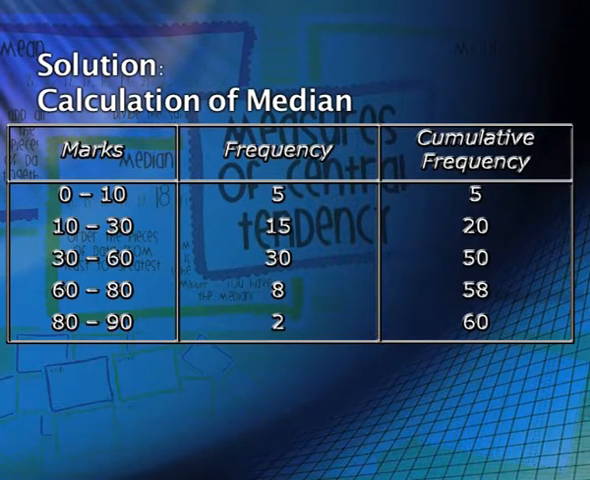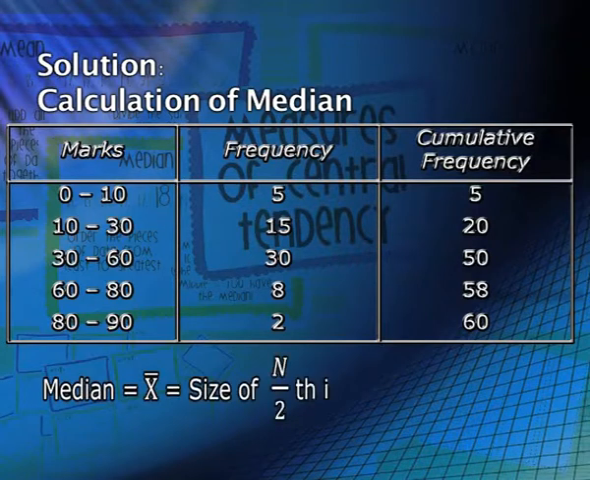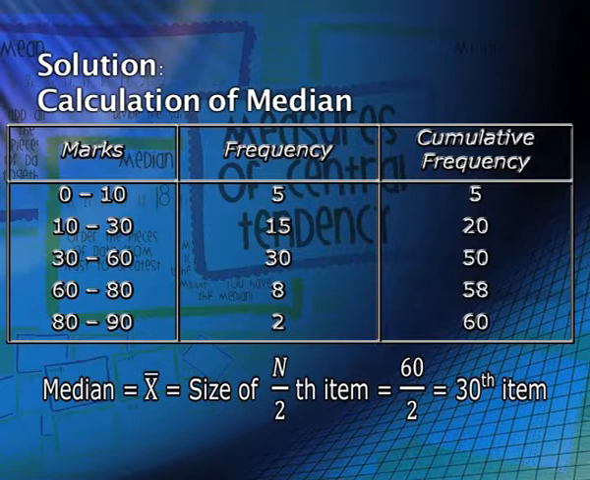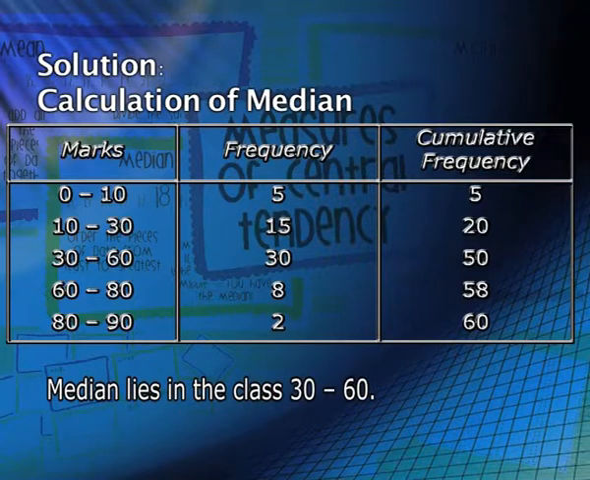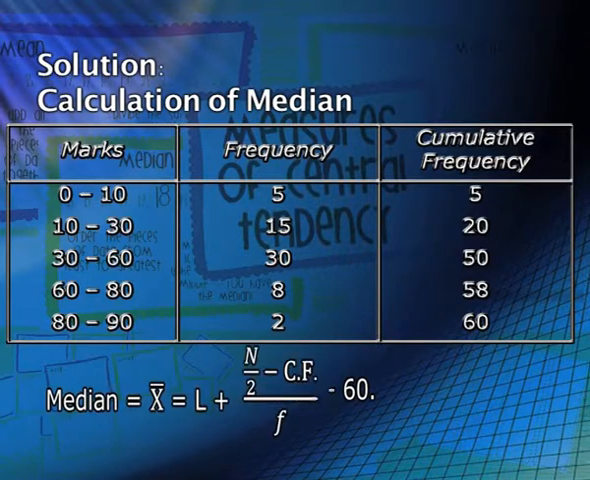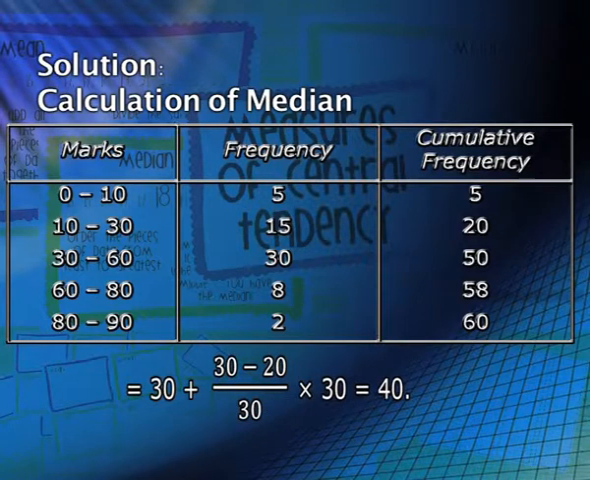In the solution we are doing the calculation of median. For that we are making a table of marks, frequency and cumulative frequency again. Now according to the formula, median is equal to size of n by 2th item, so that is equal to 60 by 2, that is equal to 30th item. Now median lies in the class 30 to 60. Again the interpolation formula will apply: median equals L plus n by 2 minus CF divided by F into C. So we're putting the values here and we get 30 plus 30 minus 20 by 30 into 30. So that is equal to 40.